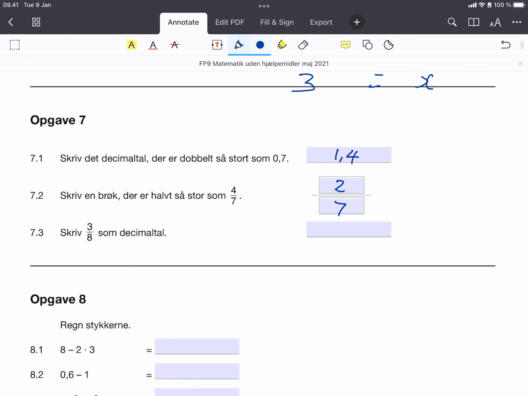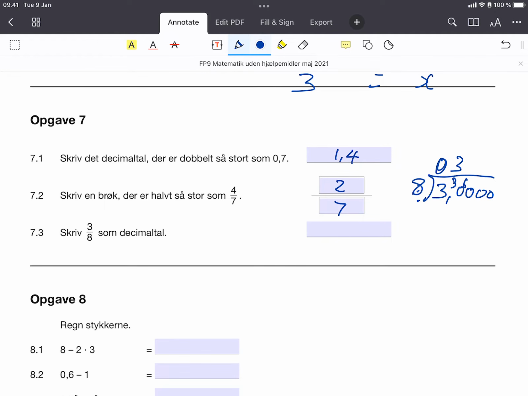Write 3/8 as a decimal. So 3/8 is 3 divided by 8. So let's try and do that. Let's stick some extra zeros in there. So 8 doesn't go into 3. It goes no times. Carry the 3. 8 goes into 30. How many times? 3 times. 3 8s make 24, so there's 6 left over.